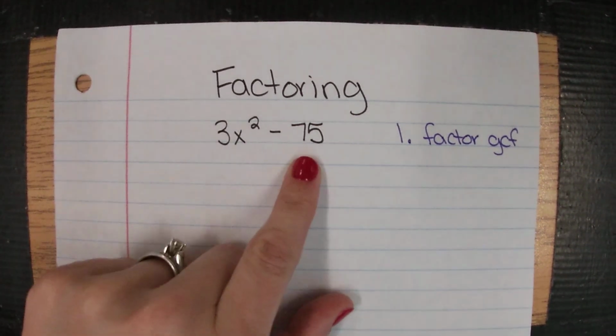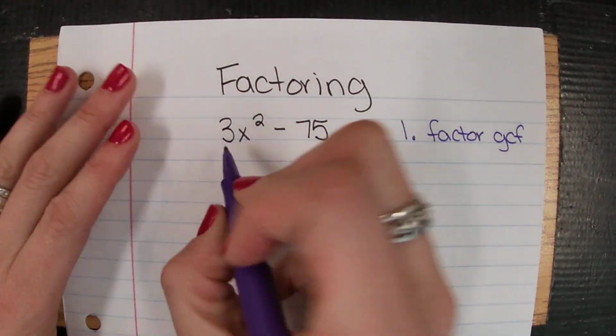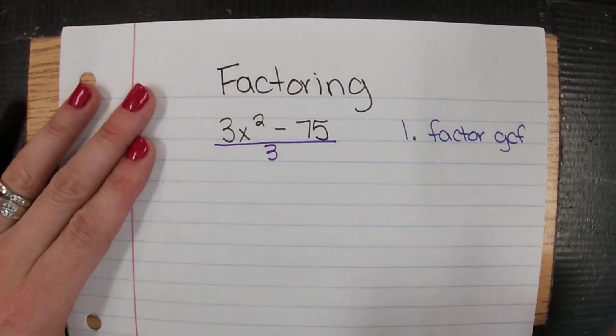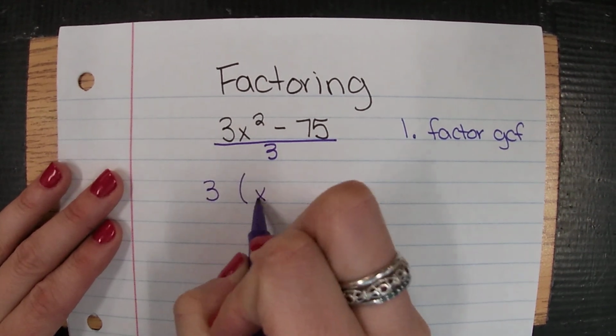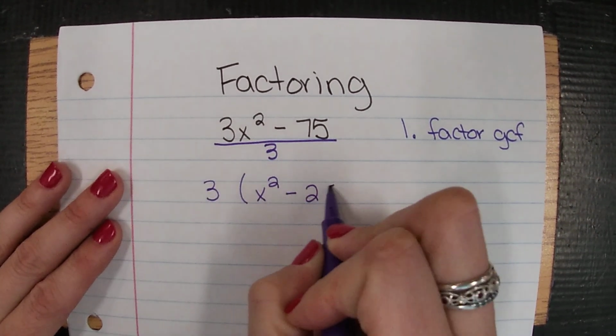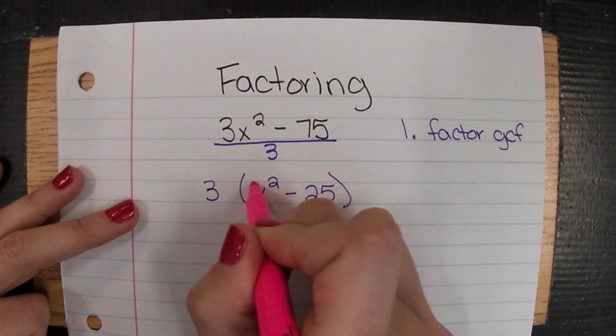So can we think of a number that goes into 3 that will also go into 75? Hopefully we say yes, we can divide these both by 3. Okay, so we're going to factor out that GCF, which will leave us with an x squared minus 25. Then, just like we did in our last video notes, we're now going to focus inside the parentheses.